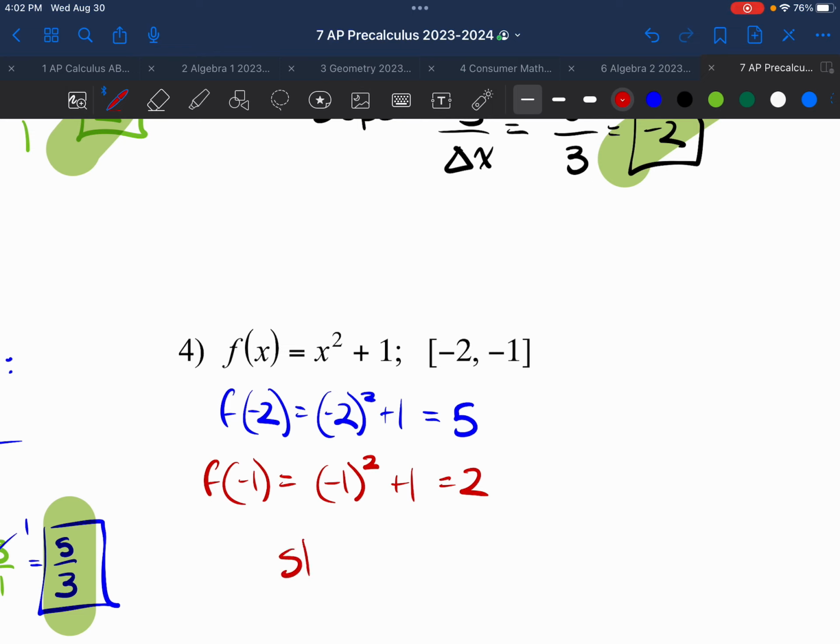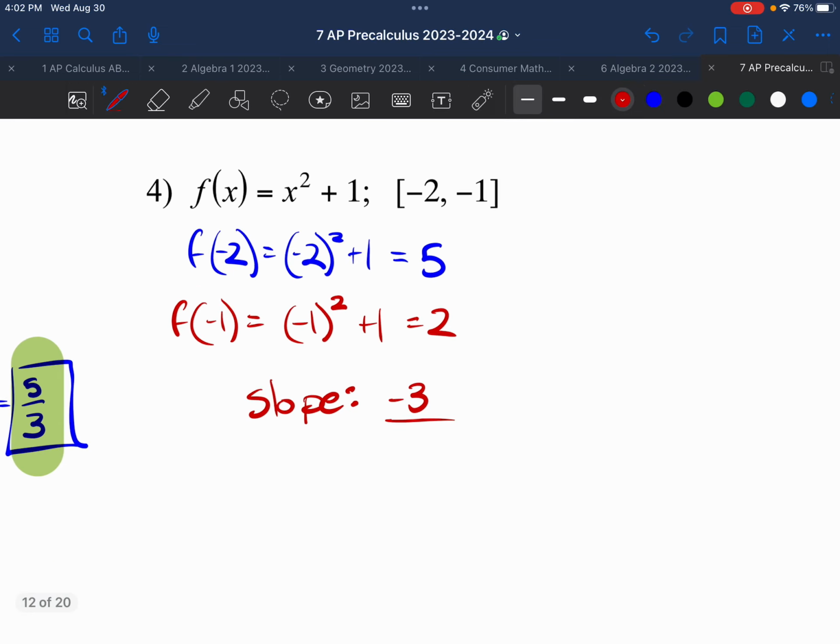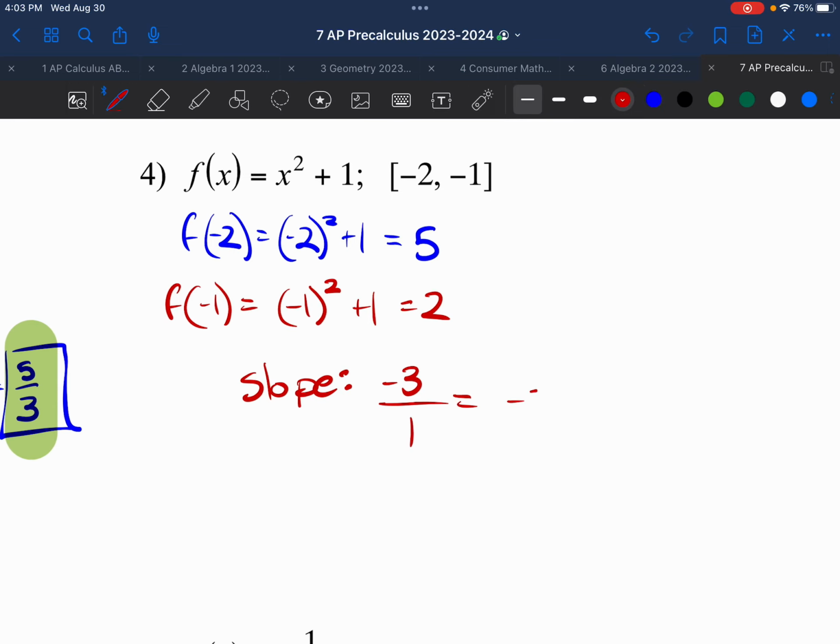All right, to find the slope, very quickly. The slope is the change in y. How much do we change to get from 5 to 2? We had to go down 3, so -3. And then we do the change in x's. How much do we change to get from -2 to -1? Well, we had to go up 1, so this is going to be a positive 1. The answer here is going to be -3. I'm going to box it.